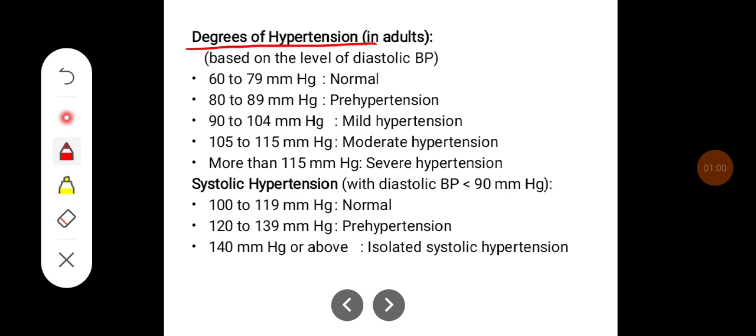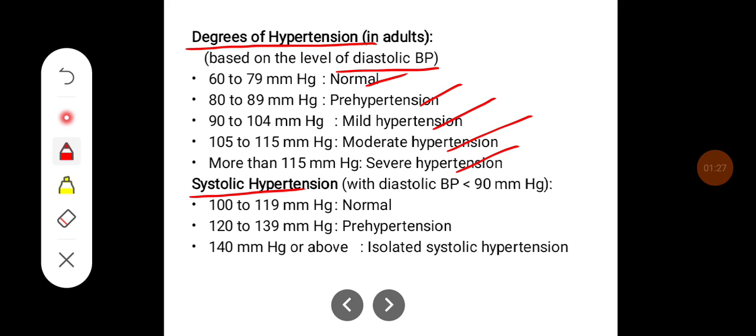The degrees of hypertension based on the levels of diastolic blood pressure: it can be normal when the range is 60 to 79 mmHg. It is pre-hypertension when it is between 80 to 89. It is mild hypertension when it is between 90 to 104. It is moderate when 105 to 115, and if it is severe, more than 115 mmHg.